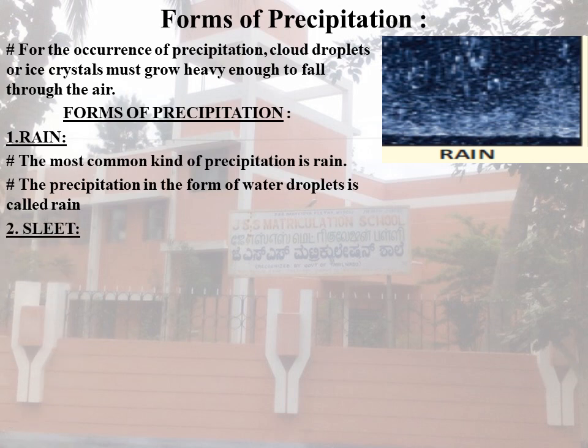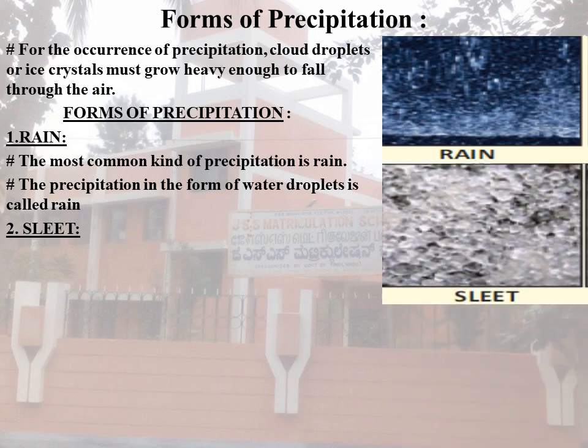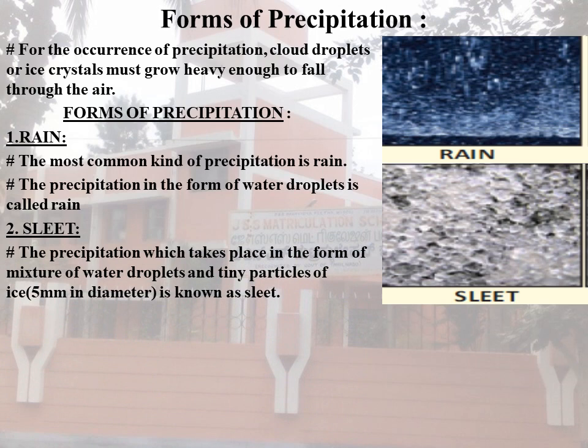The next is sleet. The precipitation which takes place in the form of a mixture of water droplets and tiny particles of ice is known as sleet. Sometimes raindrops fall through a layer of air below 0 degrees centigrade, the freezing point of water. As they fall, the raindrops freeze into solid particles of ice. So the mixture of water droplets and ice particles falls on the earth surface.